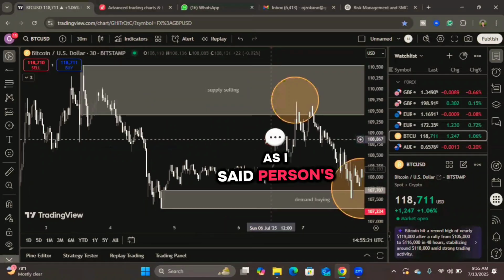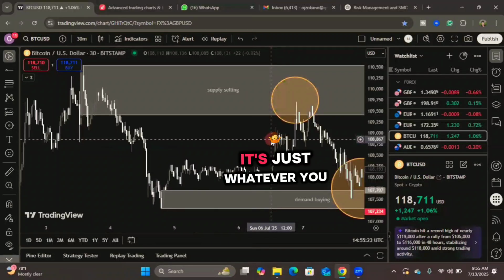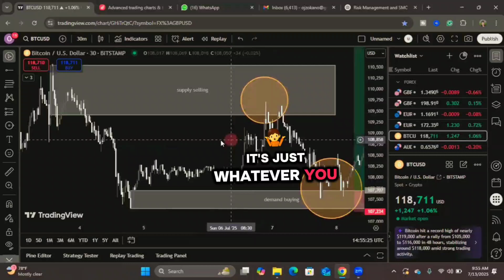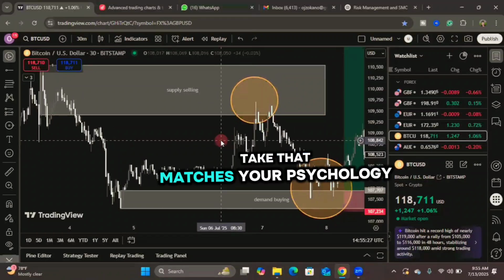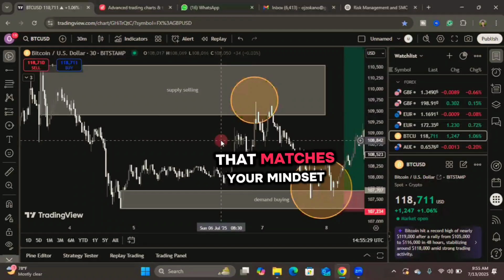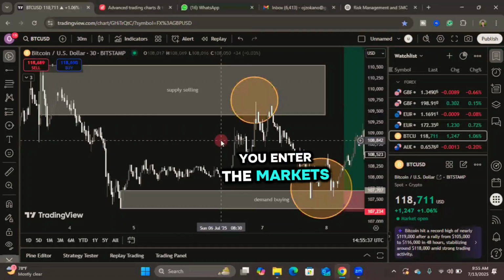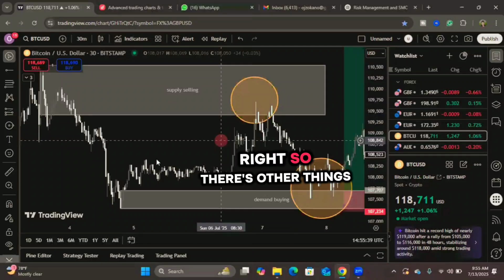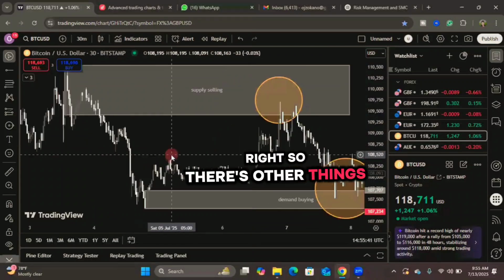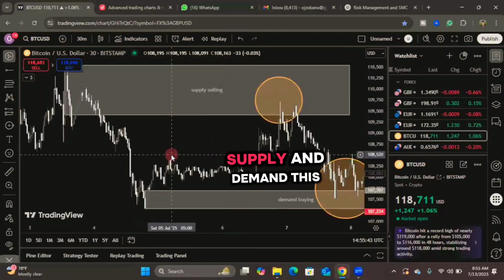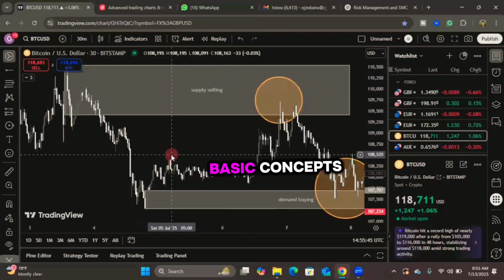As I said, persons call it order block trading. It's just whatever you take that matches your psychology, that matches your mindset. And this is how you enter the markets, right? So there are other things to consider when doing supply and demand. This is just the basic concepts.